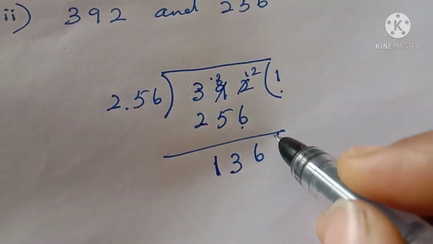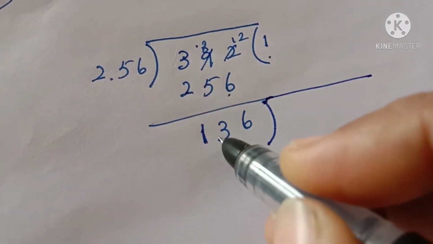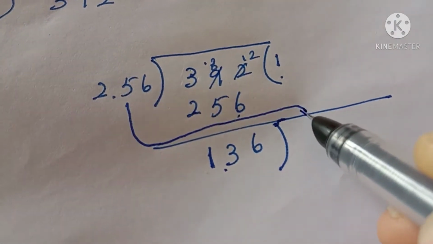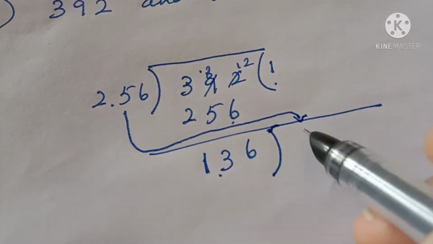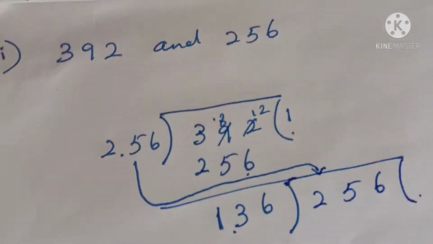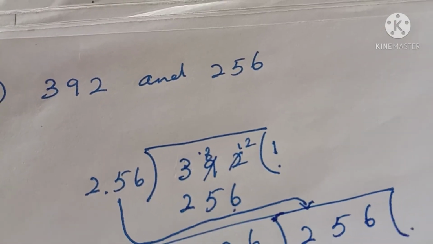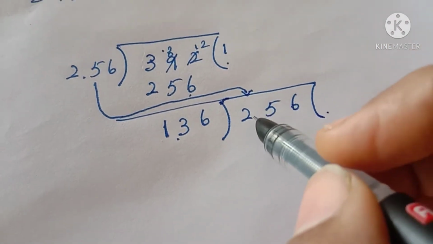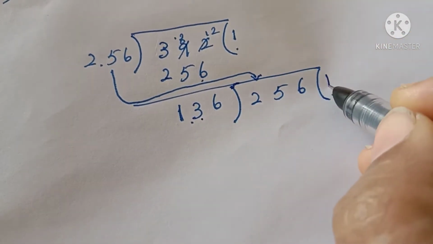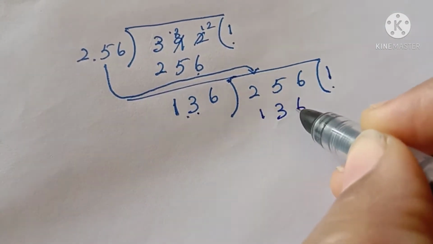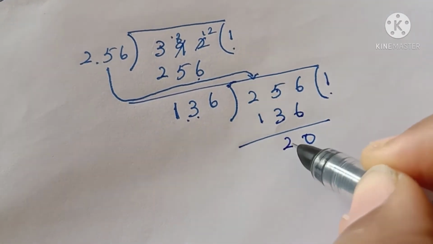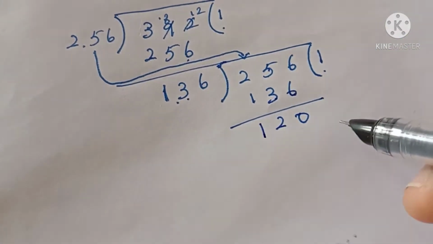So 136 you have to take as a new divisor and bring the 256 as the new dividend. Now 136 ones are 136. 6 minus 6 is 0. 5 minus 3 is 2. 2 minus 1 is 1.